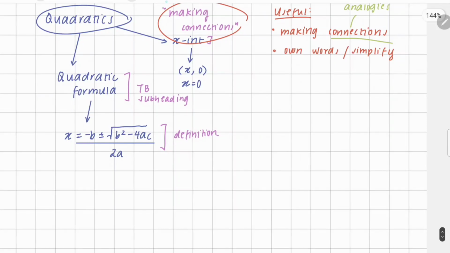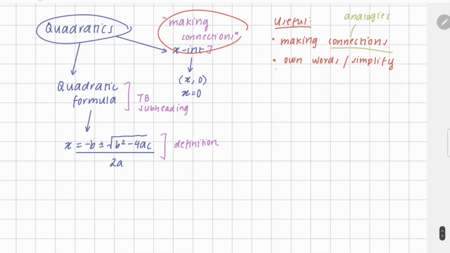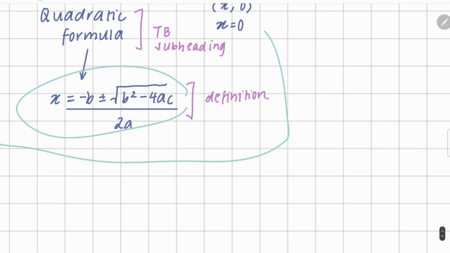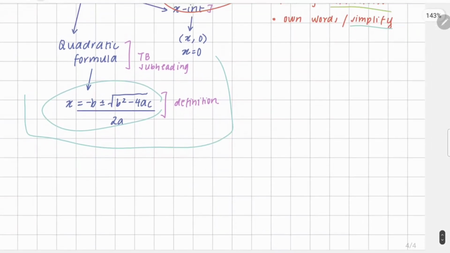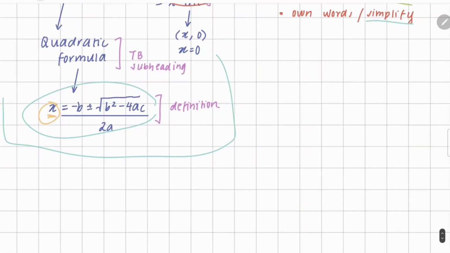A more useful way of studying quadratics, let's apply this. Let's write in our own words what the textbook has given us, by simplifying. So instead of just writing this quadratic equation as the textbook has given it to me, I can think about it a little bit more and put it in my own words. So this quadratic equation starts with x equals, what is this x? Well, when we're using the quadratic formula to solve for something, it's often solving for the x-intercept. So I can rewrite the quadratic formula as the x-intercept.